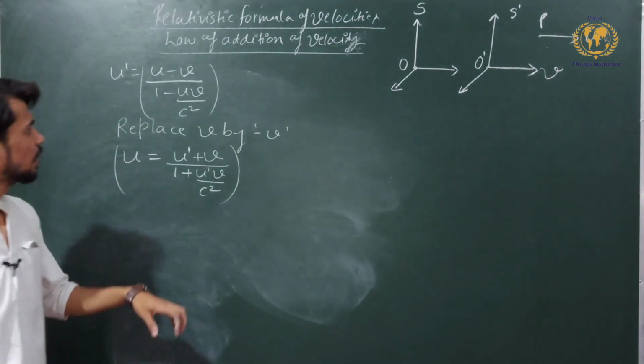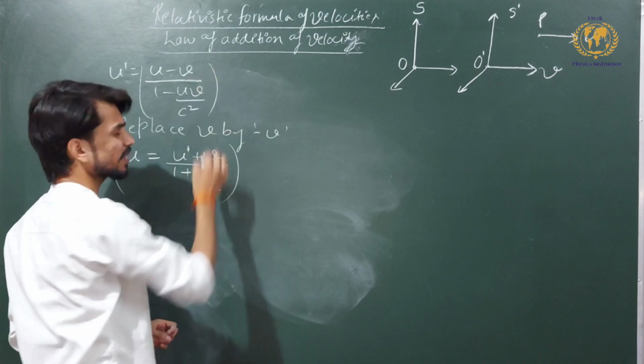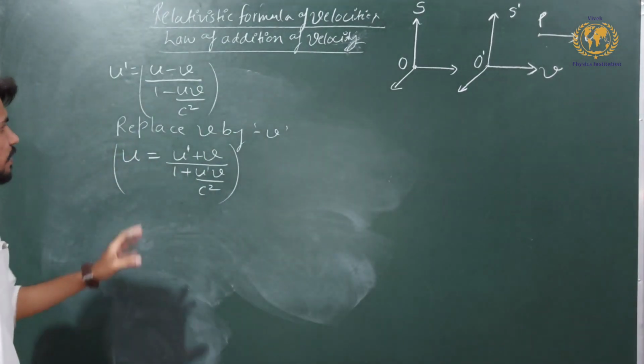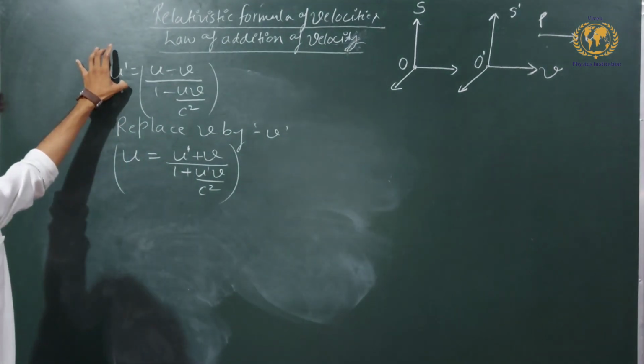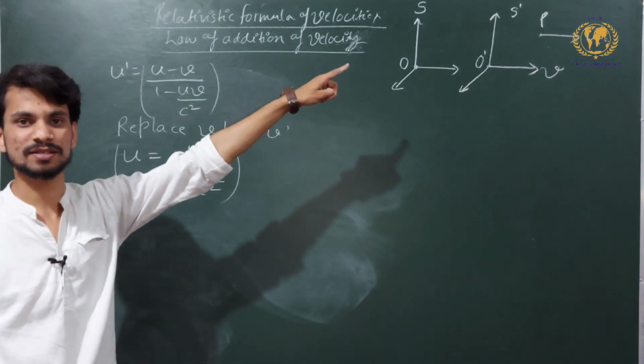Let's look at both the formulas in different ways. This formula can be seen as u dash is the velocity of the particle P measured from the S dash frame of reference.